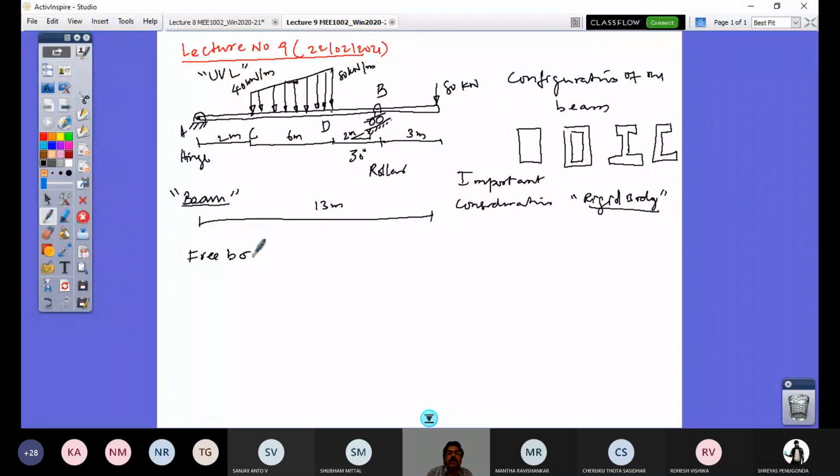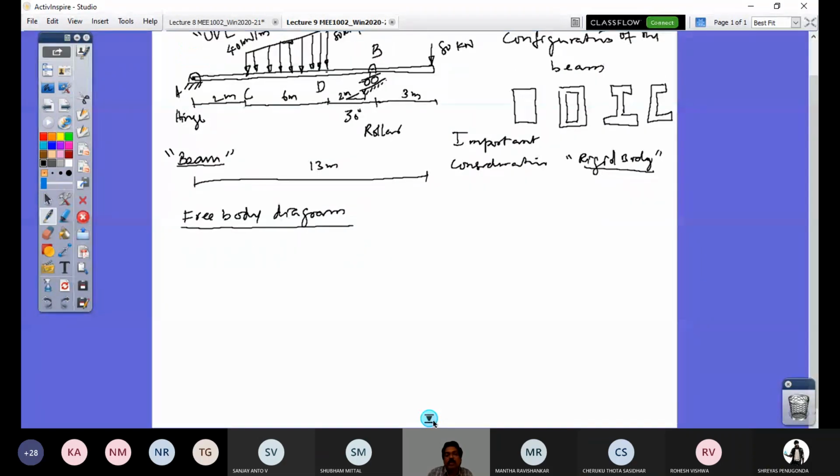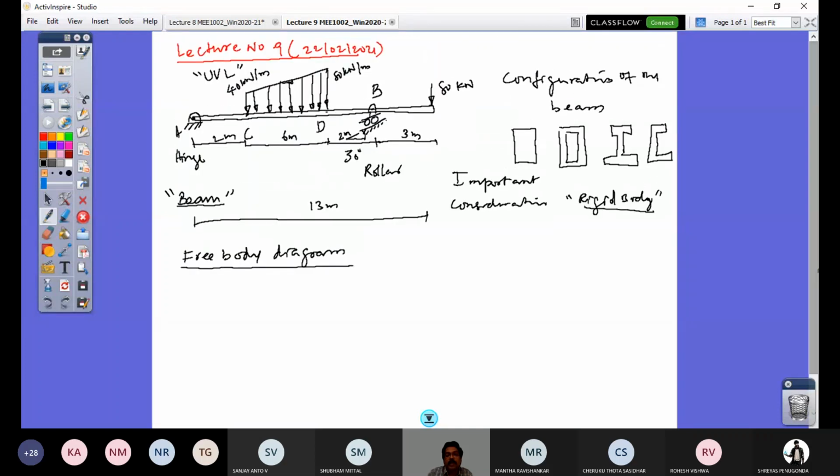So what is a free body diagram? Let me draw a schematic line of this beam as a horizontal line, and show first the active forces. So this is point A, this is point C, this is point D, this is point B, right?